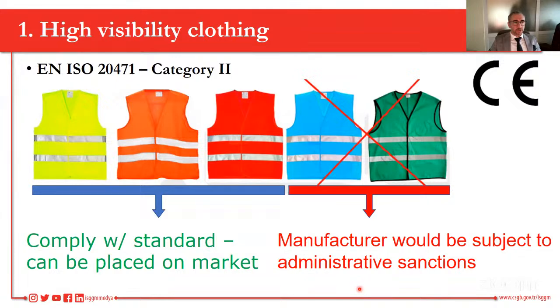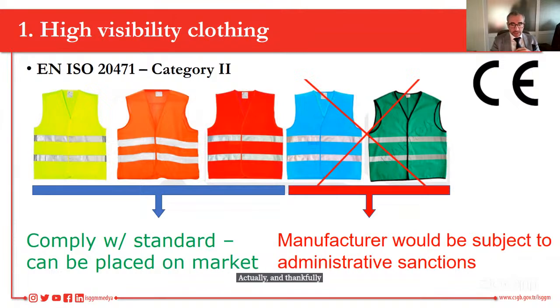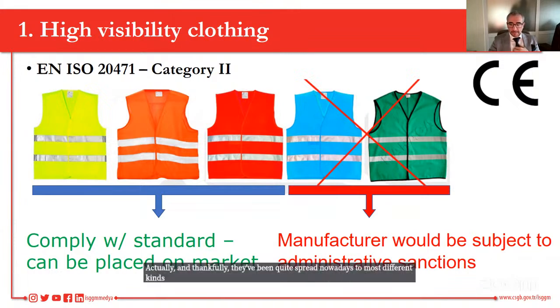Let's start with the first one, high visibility clothing. High visibility clothing, or we may say reflective clothing, is worn to increase a person's visibility and therefore prevent accidents due to low eyesight. These clothing seriously increase attention, as we encounter a lot nowadays. As a result, it is often worn in occupations where hazardous situations are created by moving vehicles or low lighting conditions. Actually, and thankfully, they've been quite spread nowadays to most different kinds of workplaces.